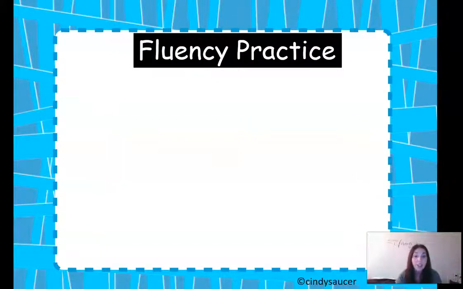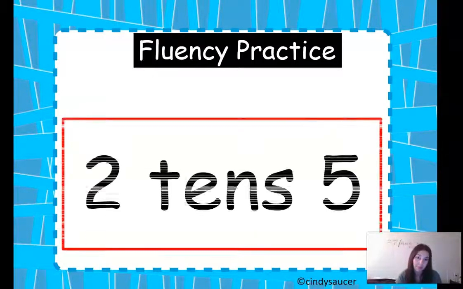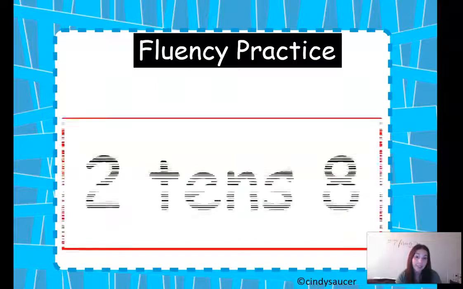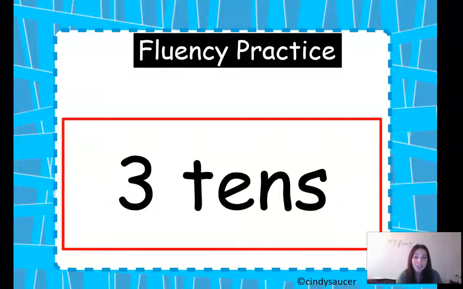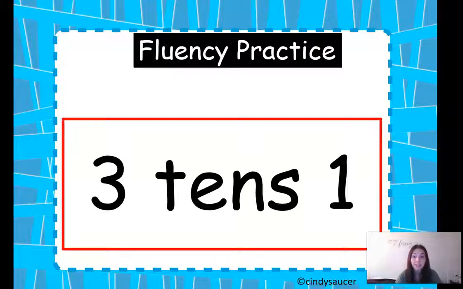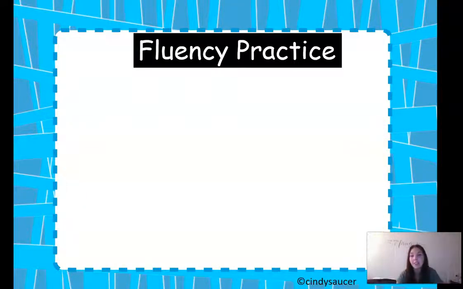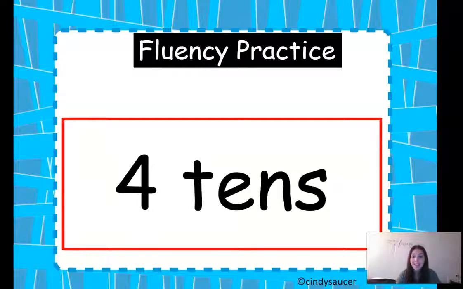2 tens. 2 tens, 1. 2 tens, 2. 2 tens, 3. 2 tens, 4. 2 tens, 5. 2 tens, 6. 2 tens, 7. 2 tens, 8. 2 tens, 9. Here we go. We're going to add another 10. 3 tens. Make sure you're helping me count. 3 tens, 1. 3 tens, 2. 3 tens, 3. 3 tens, 4. 3 tens, 5. 3 tens, 6. 3 tens, 7. 3 tens, 8. 3 tens, 9. 4 tens. This is the same as 40.